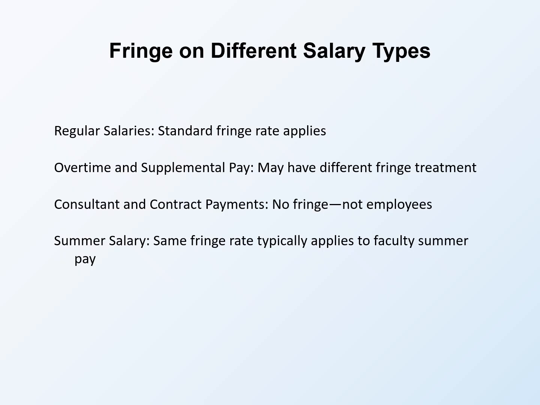Different types of compensation may have different fringe treatment. Understanding these variations prevents budgeting errors. Regular salaries receive the standard fringe rate for the applicable employee category. This is the typical situation for most personnel on your budget. Apply the appropriate rate to base salary calculations as described previously.